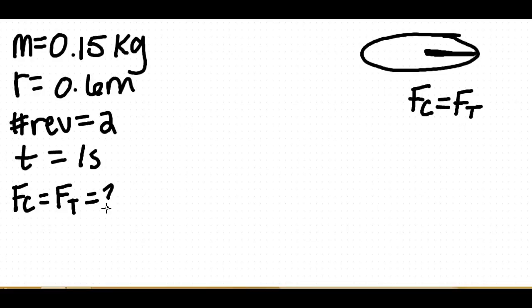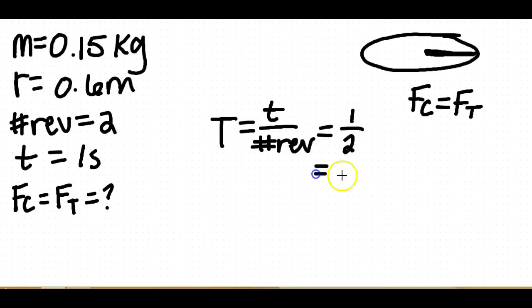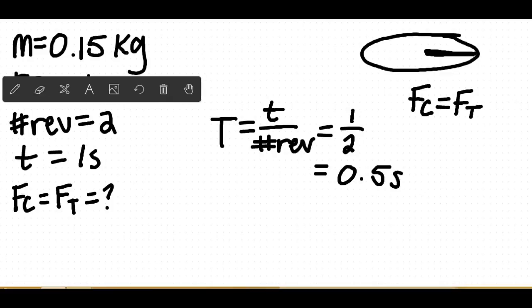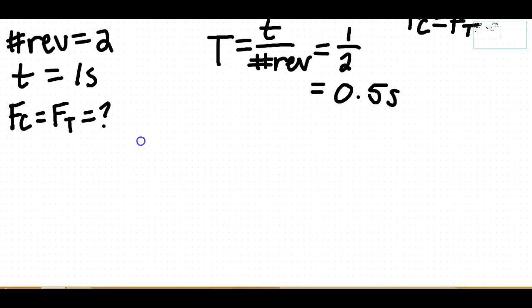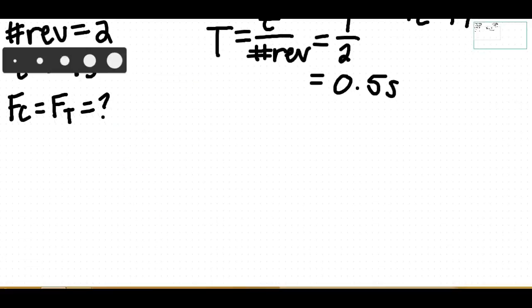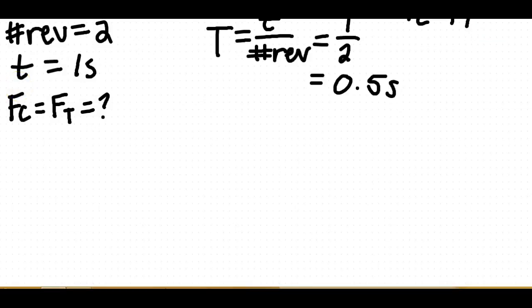So we know that the period is going to be the total time divided by the number of revolutions. So that's going to be 1/2. The period is going to be half of a second. And that period is going to tell us that it's always going to make 1 rotation in that amount of time.